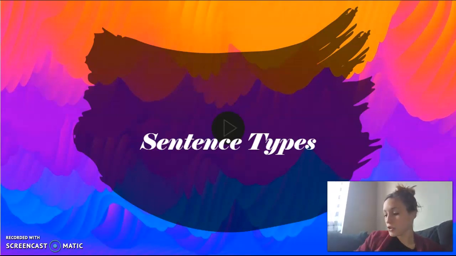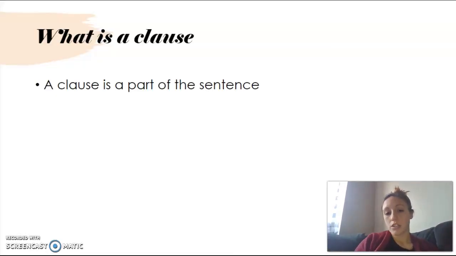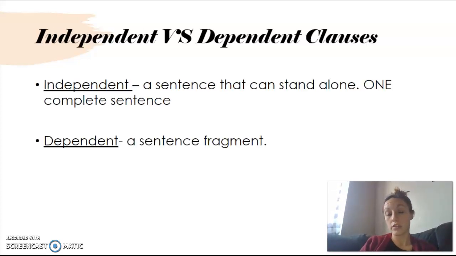So I'm going to do a short little recap of sentence types. These are things you probably already know about, but it never hurts to recap an idea. The first thing you need to know is: what is a clause? A clause is a part of a sentence. Okay? There are two different types of clauses, and you know these from our daily grammar practice. There's an independent clause, which is one sentence that can stand alone, one complete sentence. And then there's a dependent clause, which is a sentence fragment. Okay, these two, independent and dependent clauses, are used to create simple, compound, and complex sentences.